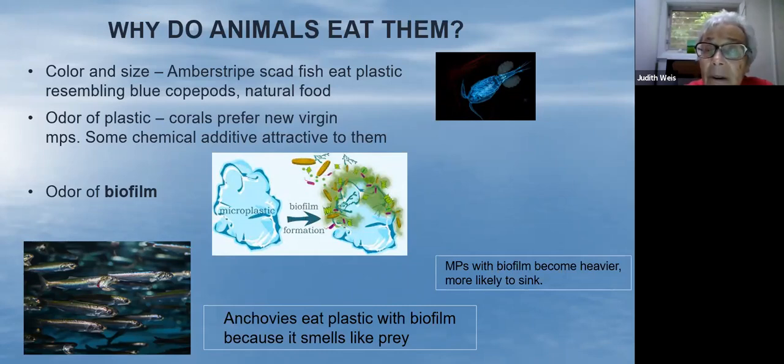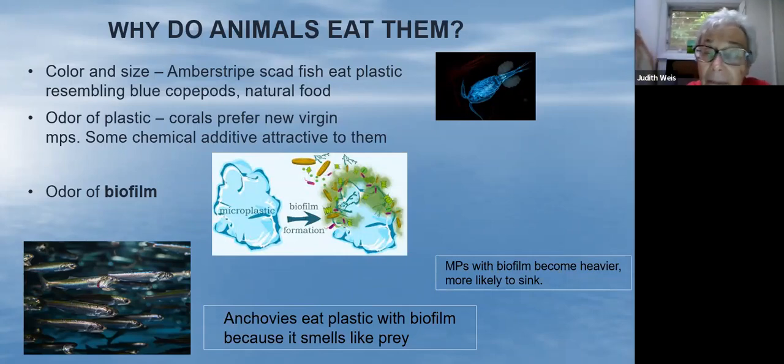This is not anywhere near as common as things being attracted by the odor of the plastic. And in the case of corals, corals prefer new virgin microplastics, that is, fresh microplastics, whereas most other animals prefer microplastic that's been in the environment for a while.